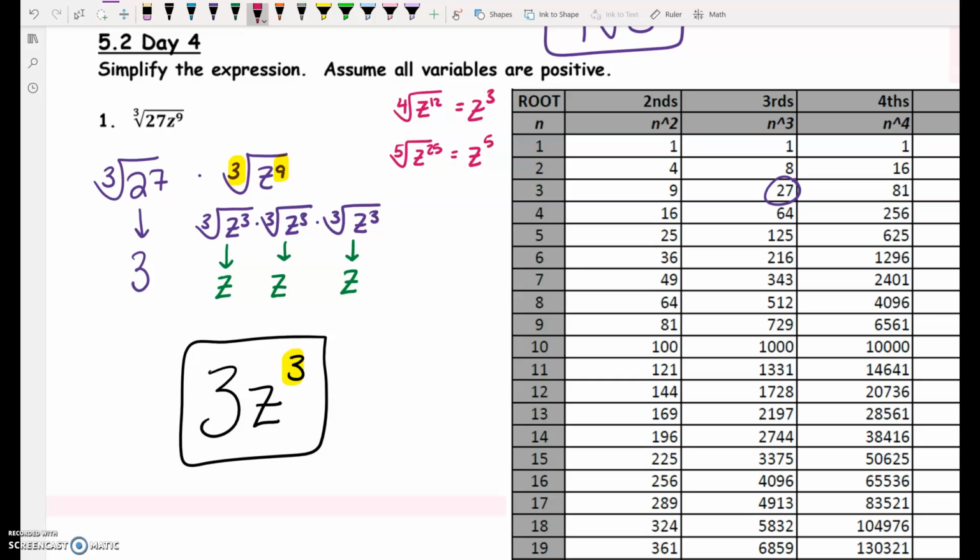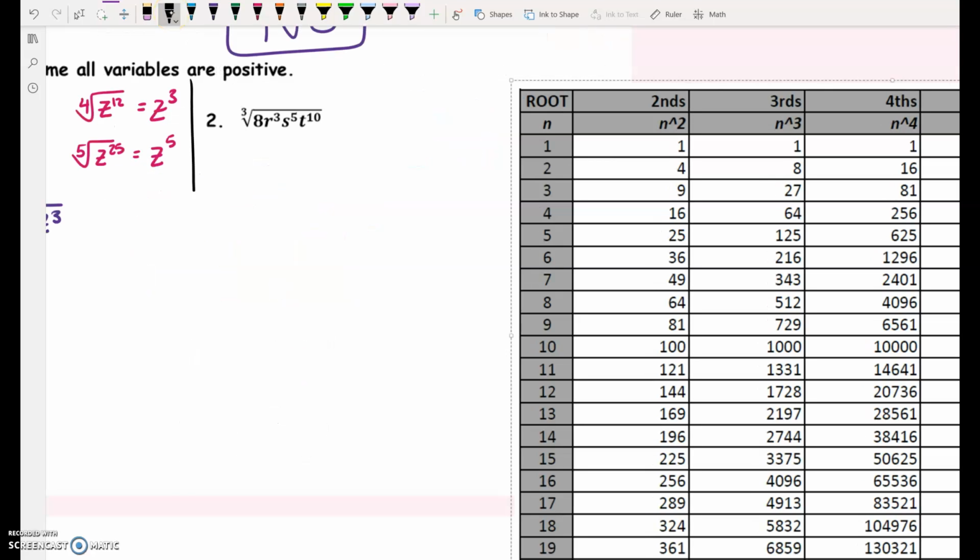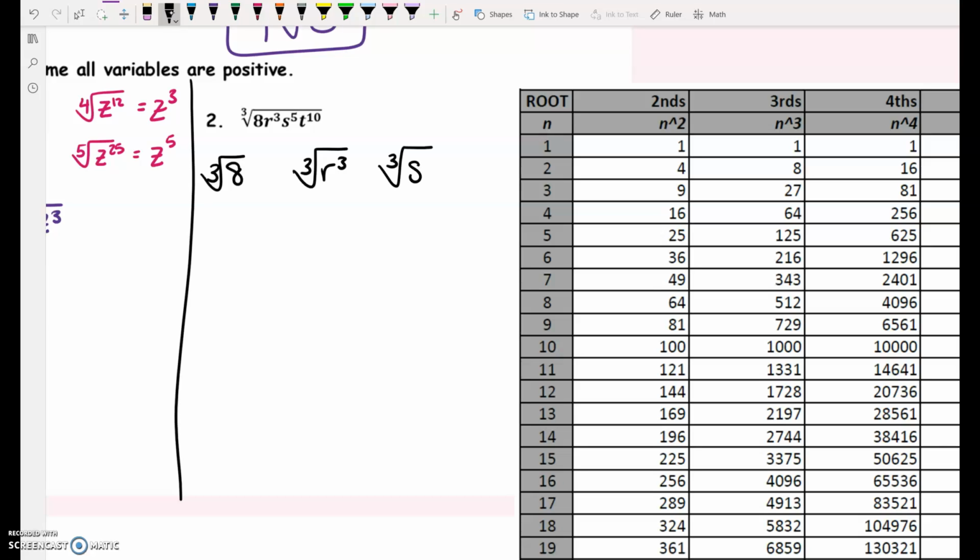Now, what happens if it's something like the third root of z to the 7th? How many groups of 3 are there in 7? 2 with 1 left over. So let's look at what happens when we have 1 left over. In number 2, I've got the third root of 8, the third root of r to the third, the third root of s to the 5th, and the third root of t to the 10th.